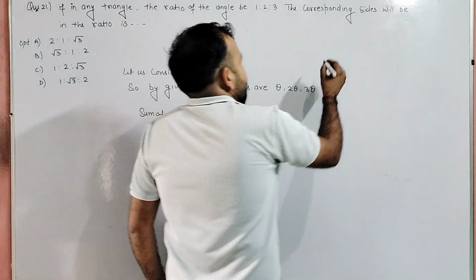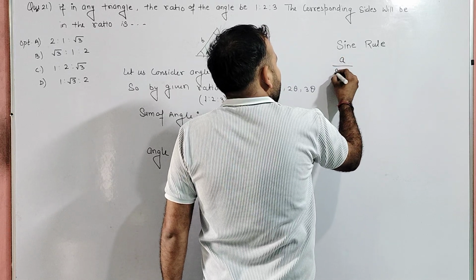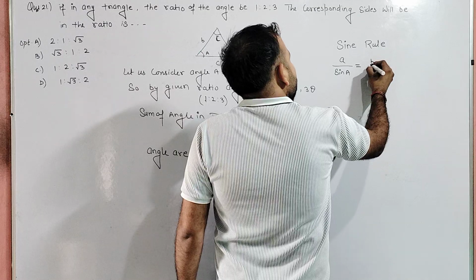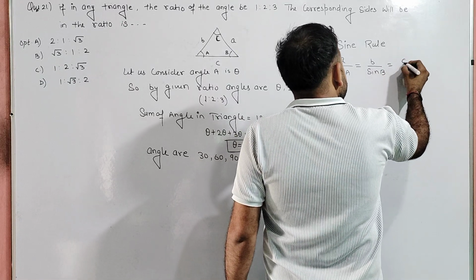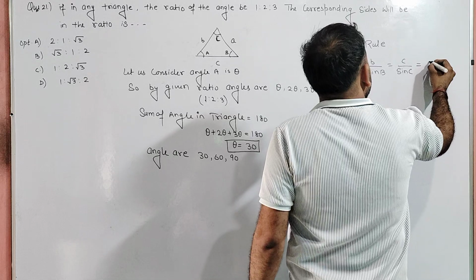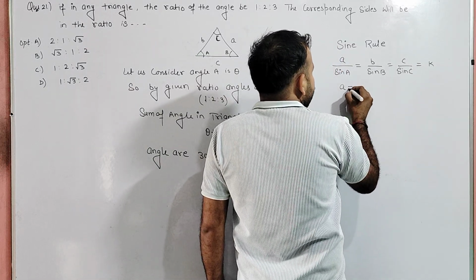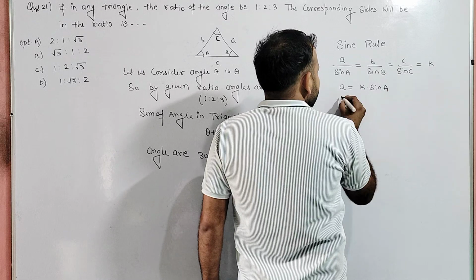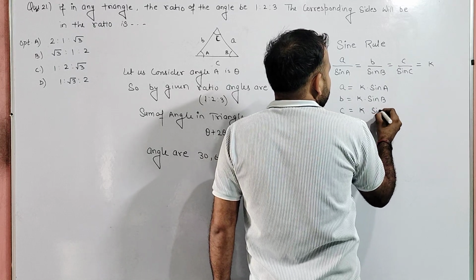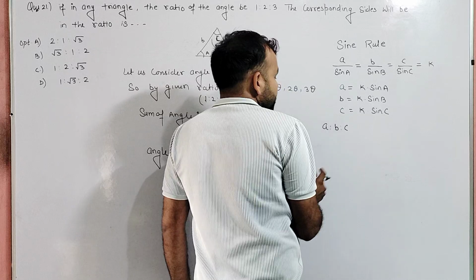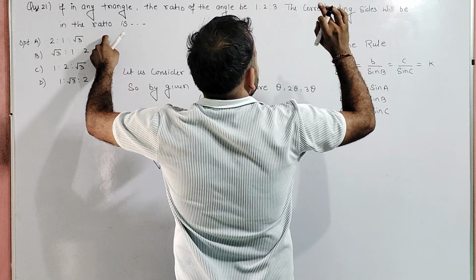And we know very well students, there is a sine rule. The sine rule says that A upon sine of the corresponding angle, B divided by sine B, and C upon sine of the corresponding angle, are all equal to a constant K. So using this sine rule, the value of A is K times sine A, the value of B is K times sine B, and the value of C is K times sine C. So we can say that A ratio B ratio C, this is the ratio of sides, will be in the ratio of the corresponding sines.